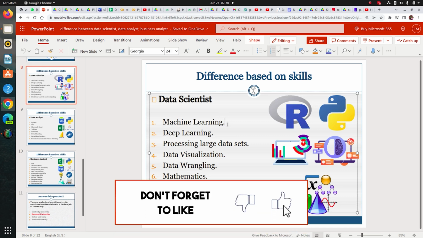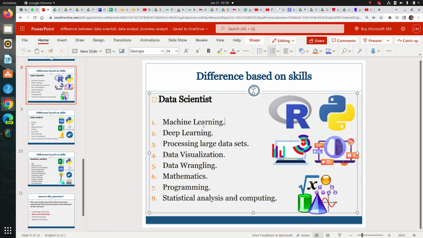For data scientists, which skills do you need? You must be good at understanding machine learning skills, like supervised, unsupervised, reinforcement. Mostly supervised, unsupervised. You must be good at algorithms of machine learning and deep learning also. You must be good at processing large data sets, how to handle large data sets and build models on them. Visualization of data, because without visualization, you cannot build a model.